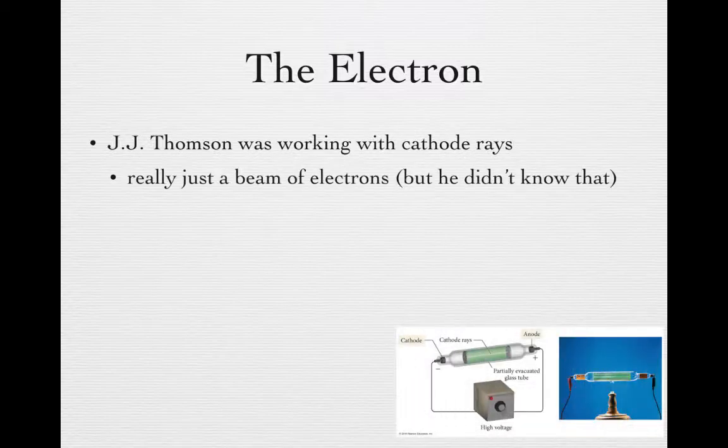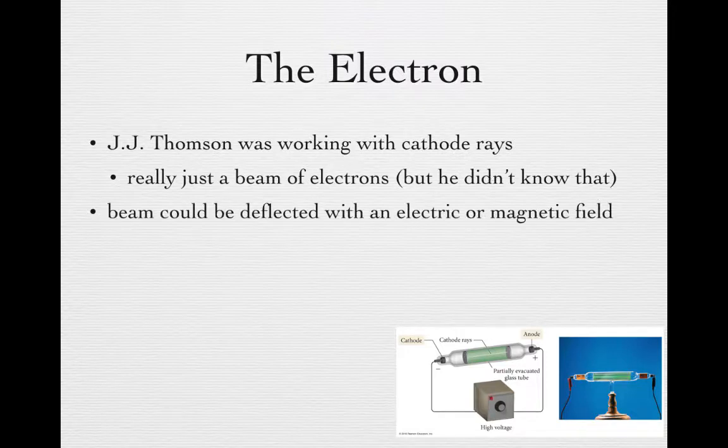Really, a set of cathode rays is just a beam of electrons, and we know that now, but J.J. Thomson did not know that at the time. And what he noticed with these cathode rays is that he could deflect the beam with an electric or a magnetic field, and he could actually see the beam there in this glass tube.